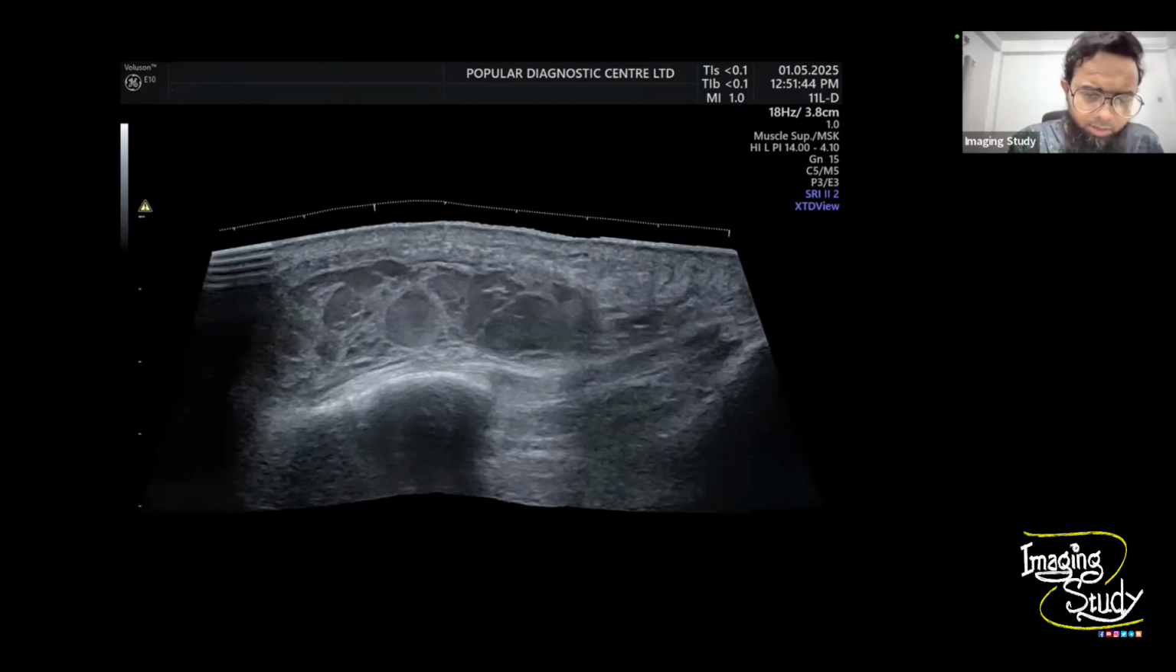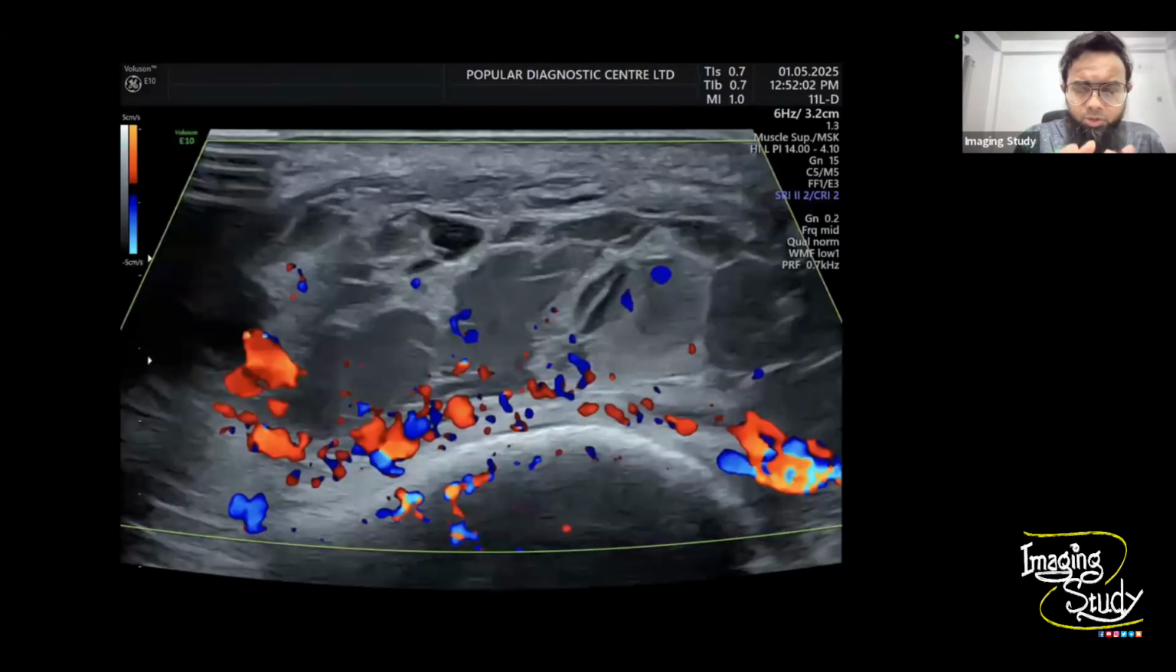So let's put some Doppler. I'm not compressing, I'm just putting the Doppler. When I put the Doppler, I can see there is a low PRF setting. So there should be some vascularity in the surrounding region. Okay. You can see there is no prominent vascularity inside, some artifacts and whatever, we'll see in real time. Yeah, I'm not very satisfied with the Doppler now.